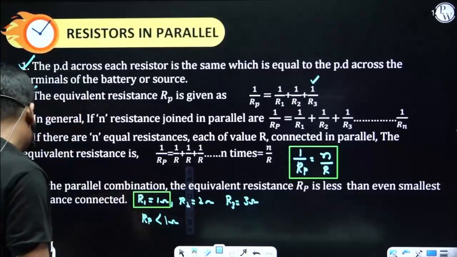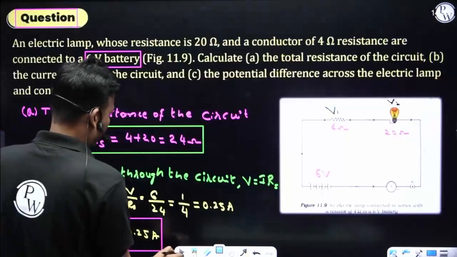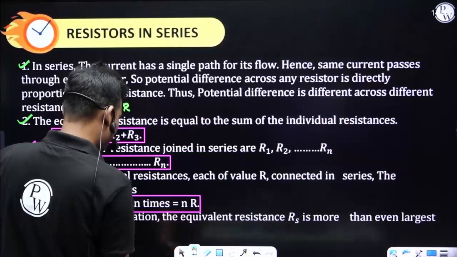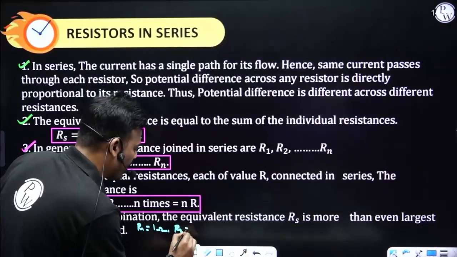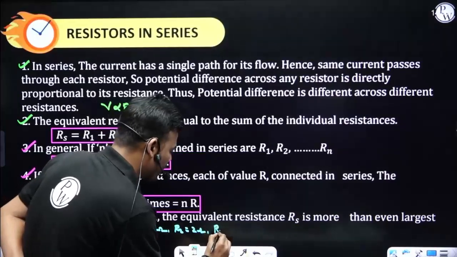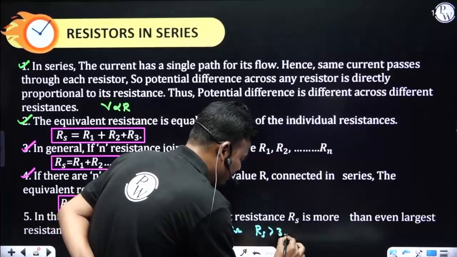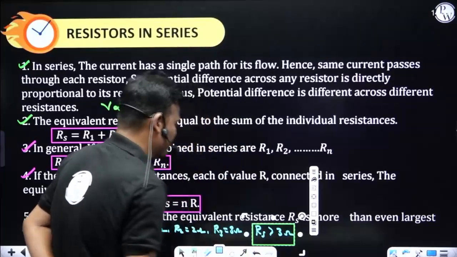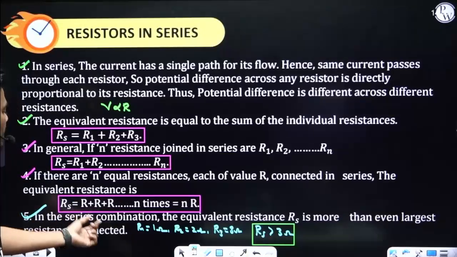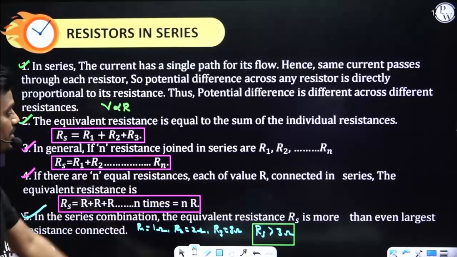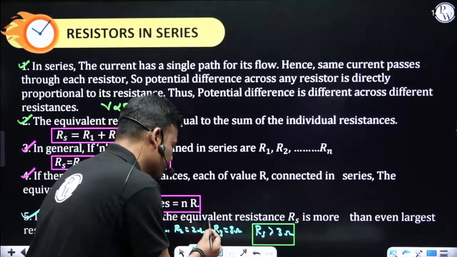In case of a series combination, if I consider the same R1, R2 values, here you see R1 is equal to 1 ohm, R2 equals 2 ohm, and R3 equals 3 ohm. So Rs value is always greater than 3 ohm. See that point, the fifth point is very important. I forgot to explain this one. In the series combination, the equivalent resistance Rs is more than even the largest resistance connected. Which is the largest resistance? This one.